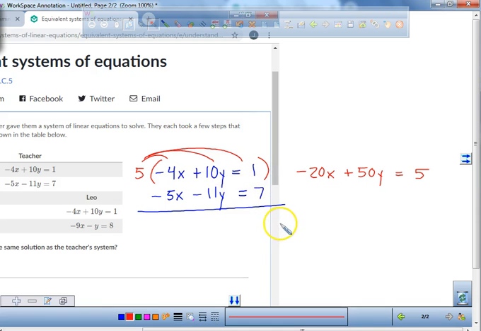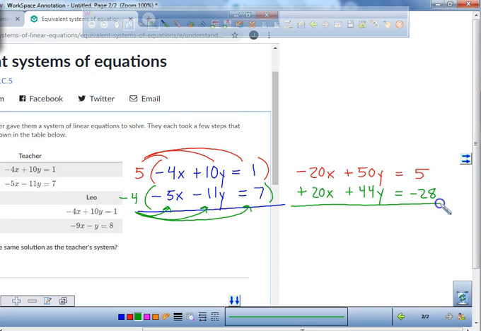Okay? Now, this is what I'm going to do. This is going to be a little bit trickier. I'm going to take the bottom equation, and I'm going to multiply the bottom equation by a negative 4. So I'm going to distribute a negative 4 to everything in the bottom equation. That's what I'm going to do. Okay? So watch what happens when I do that. A negative times a negative is a positive. Negative times a negative is a positive. Negative times 7 is negative 28.